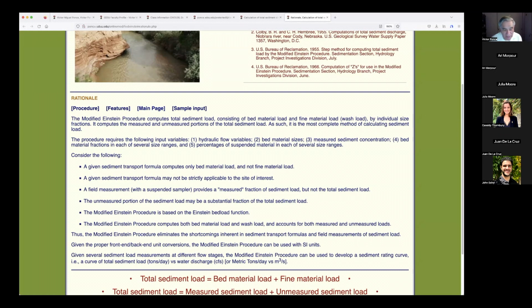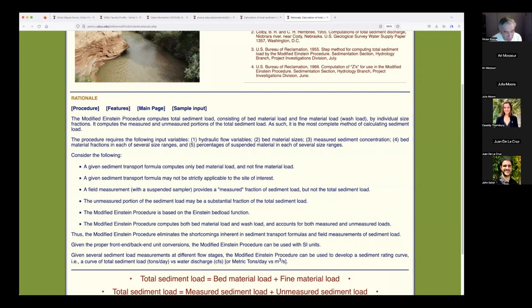The modified Einstein procedure is based on the Einstein bed load function. That is true and correct. That is why it is called modified Einstein. The modified Einstein procedure computes both bed material load and wash load and accounts for both measured and unmeasured loads. That's the issue of the if that I said earlier today. Thus, the modified Einstein procedure eliminates the shortcomings inherent in sediment transport formulas and field measurements of sediment load.